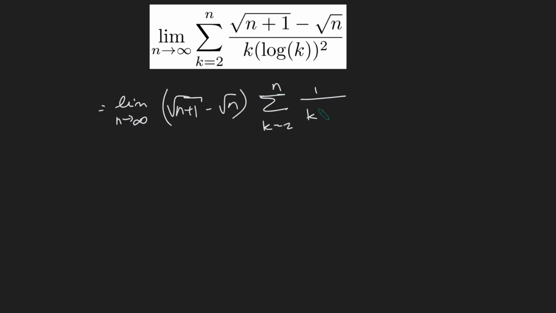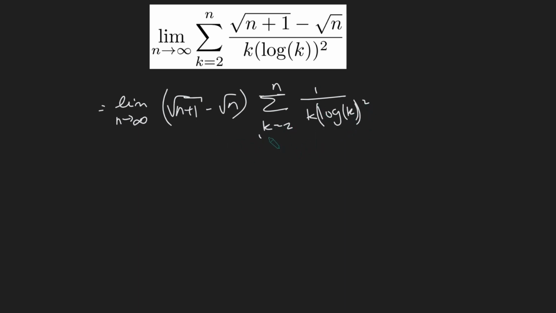Okay, so thankfully this limit problem is actually not too difficult to solve, just use a trick or two. So the first thing I'm going to do is just take out the root n plus 1 minus root n. So this is the limit as n goes to infinity of the square root of n plus 1 minus the square root of n, and then multiplied by this sum here, the sum from k equals 2 to n of 1 over k log of k squared, like so.